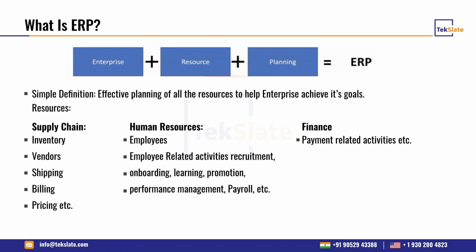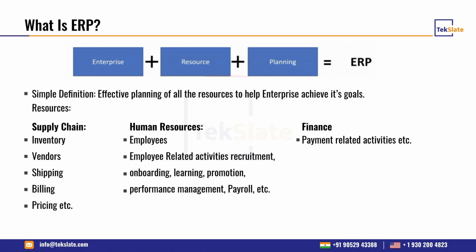In enterprise resource planning, the most important word is resource, because every organization works around resources and ensures that its resources are managed optimally. What are the resources you can think of in an organization? In supply chain, for example, take the automobile industry. The resources would be its inventory, what is in their warehouses, the various vendors they work with, the shipping cycle, the billing cycle, the pricing, etc. These are the various resources which help a manufacturing industry work optimally.